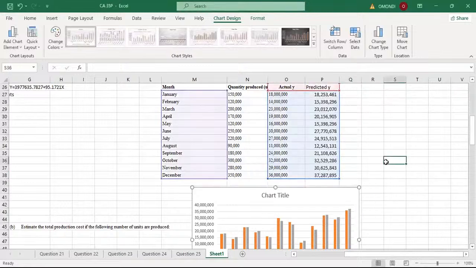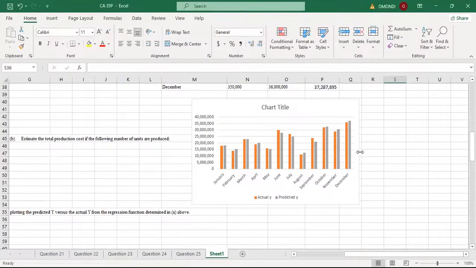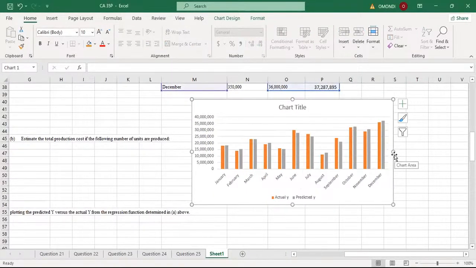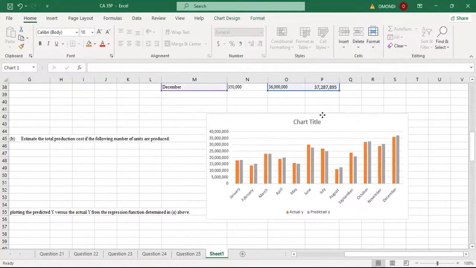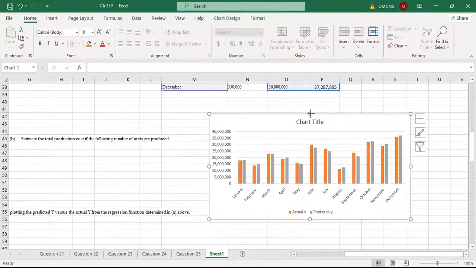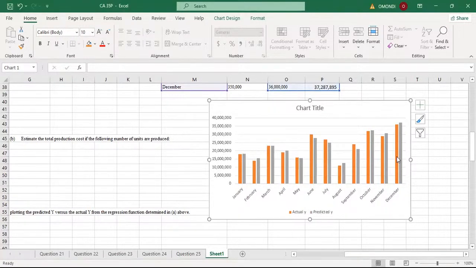Then I have that. My data is now perfect. I am comparing actual versus predicted in that format. That is what you're expected to do in that question.